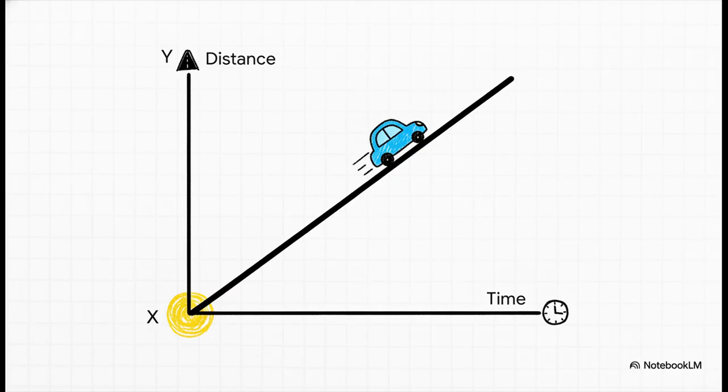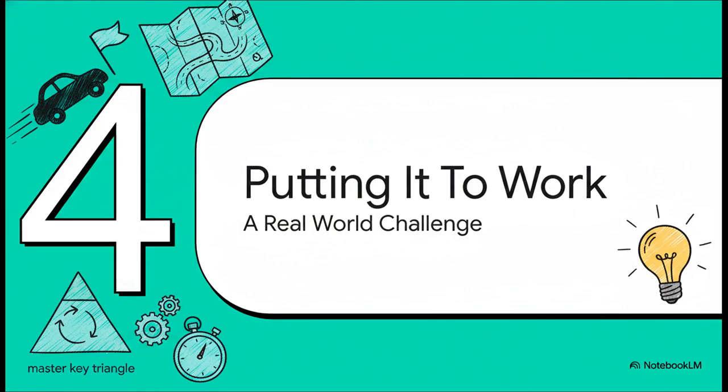And here's something cool. If you were to draw this on a graph, with time on the bottom and distance going up the side, a constant rate will always make a perfectly straight line that starts right at 0. That straight line is like a visual fingerprint for constant, steady motion. All right, we have the formula. We've got our master key triangle, and we understand the golden rule about the constant rate. So now it's time to put it all together and tackle a real-world problem.